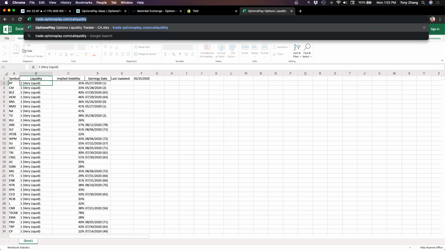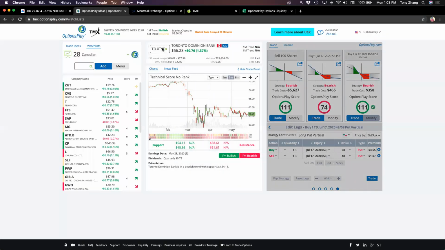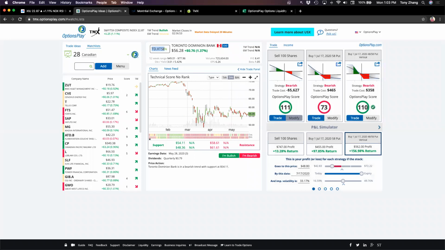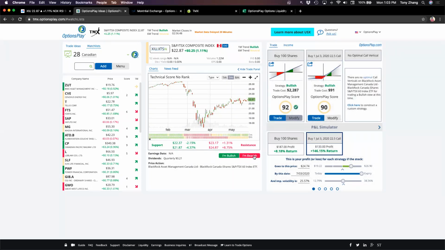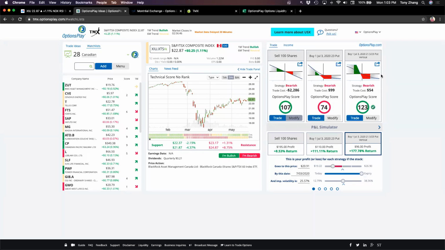I agree with your bearish analysis on XIU, but OptionsPlay is not recommending any bearish trades. So I will say XIU, the thing about XIU is that the options are pretty far apart from a percentage perspective. Looks like we do have some bearish trades here for XIU. So you can go to XIU, click on I'm bearish, and you'll see these XIU bearish trades.